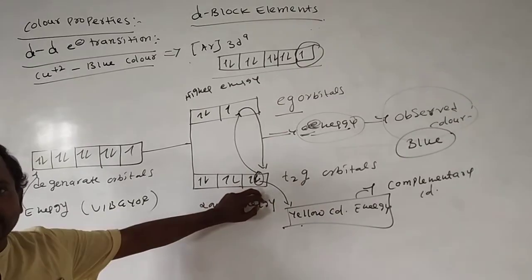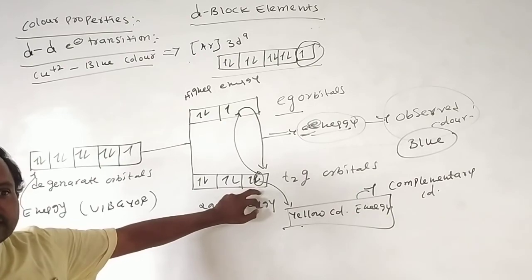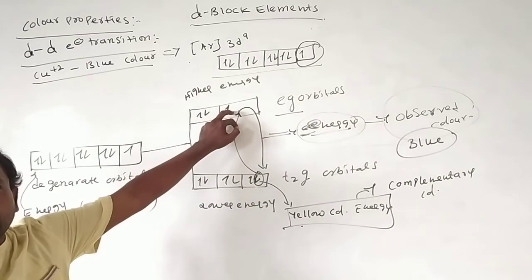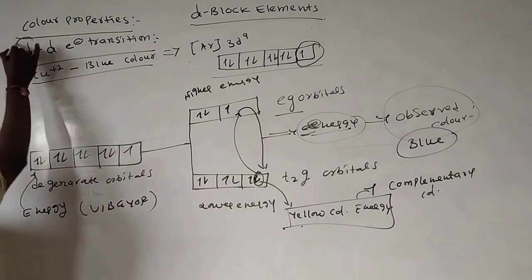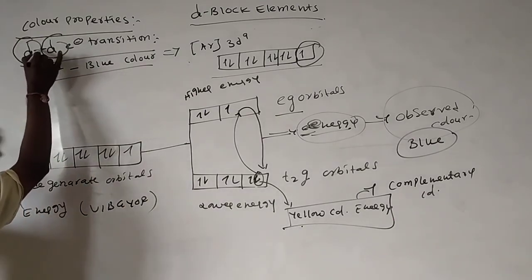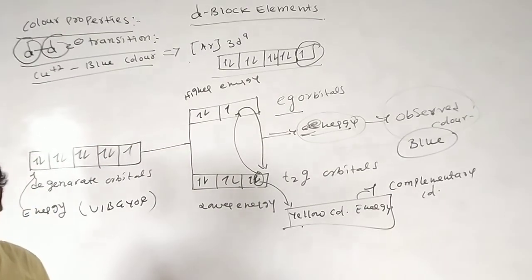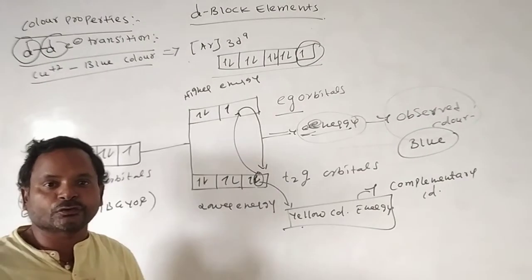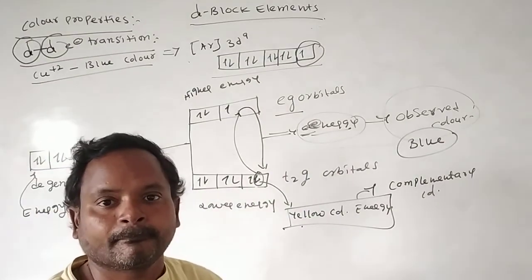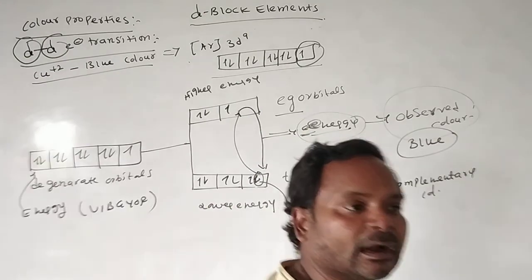Electron transition involves transition from lower energy level to higher energy level. This electron transition we call d orbital electron transition or d-d electron transition. Due to this d-d electron transition, d-block elements show color properties. This is about the color properties of d-block elements.